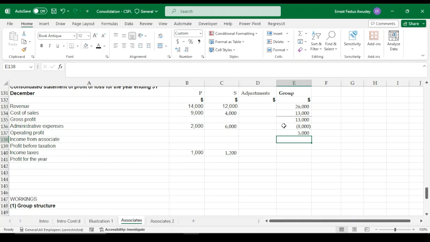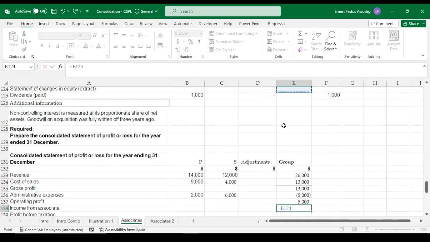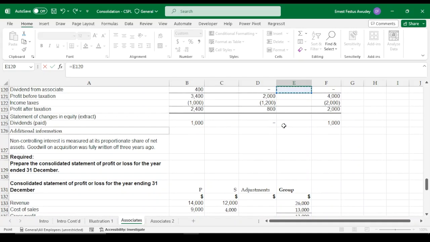And then the income from associates. The income from associates is going to be the associate's post-acquisition profit multiplied by the parent's shareholding in the associate. That is the income from associate, or the profit from the associate. So this is going to be equal to our associate's profit in the post-acquisition period.